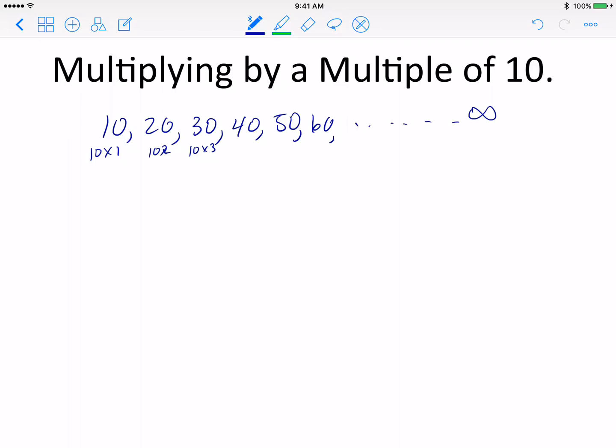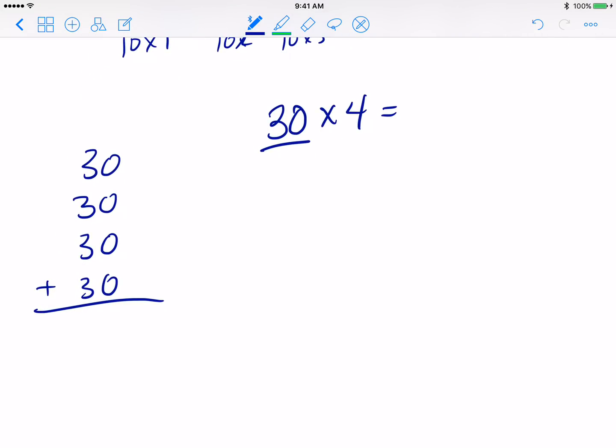So let's do this. We're going to do 30. This is the multiple of 10 times 4. We discussed how multiplication is just repeated addition. One way I could solve this is just add 30 4 times. Okay? That's one strategy we could use. Add 30 4 times. And that's perfectly fine.